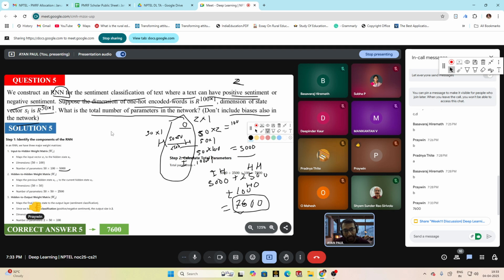Number of parameters, it is very easy, I think. If it is not an RNN, if it is just an NN, how many parameters will be there? If it is only an NN and not an RNN? No response. Can you please repeat?